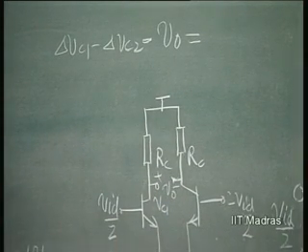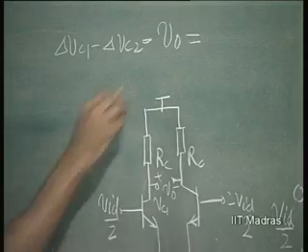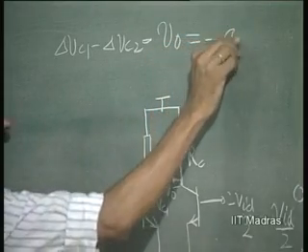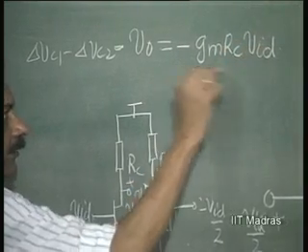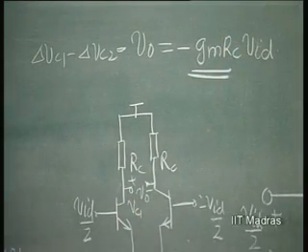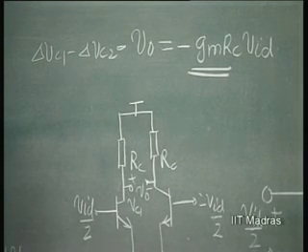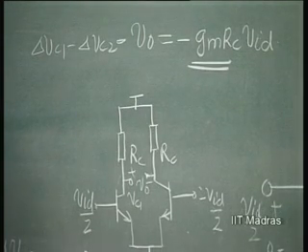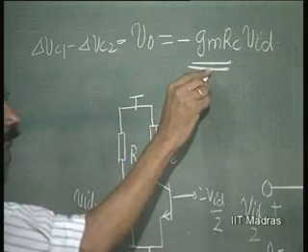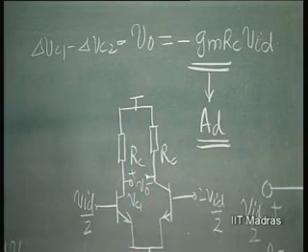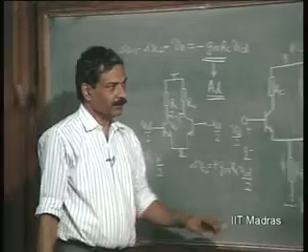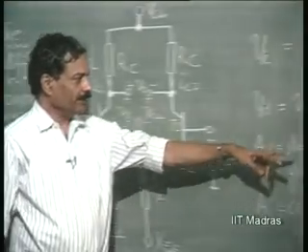this is going to be how much? Minus GM RC into VID. This is what I told you earlier also, that the differential mode gain of the differential amplifier is nothing but what? AD, the differential mode gain. AD is defined as the differential mode gain.